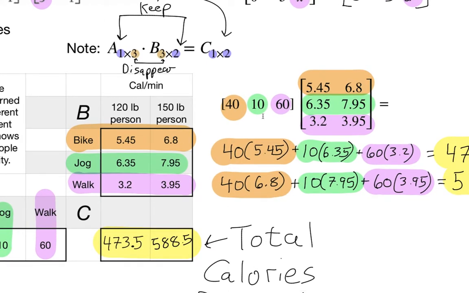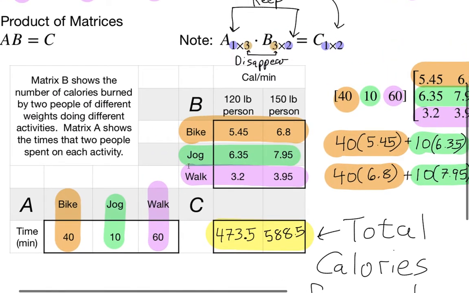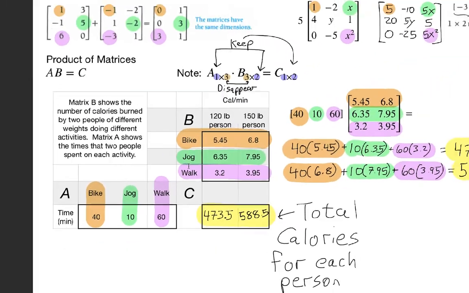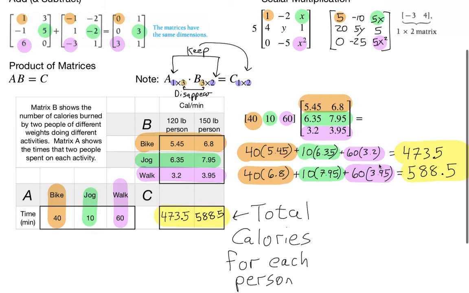In any case, you can see biking, jogging, walking. Biking, jogging, walking. Now, if you want to figure out how many calories person A, the 120-pound person, would burn, you'd have to figure out how much they do by biking.